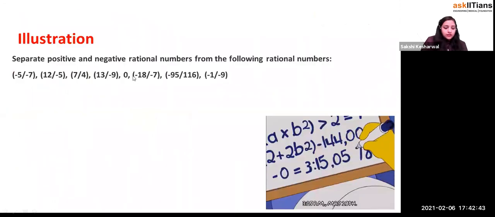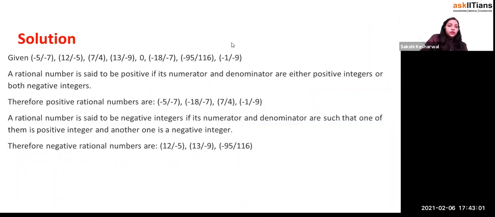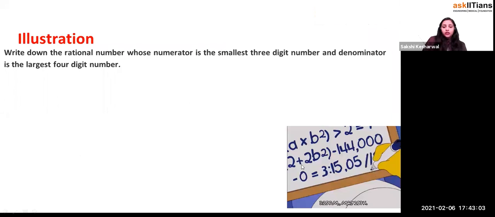So separate these as positive rational numbers or negative rational numbers. 0 is neither positive nor negative. Both of them have the same sign, so it is positive. One is negative, the other is positive, so yes, this is negative. And both are again the same sign, so it is again a positive rational number, right? Yeah. Over here, write down the rational number.